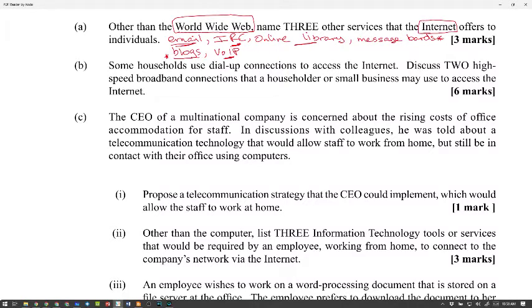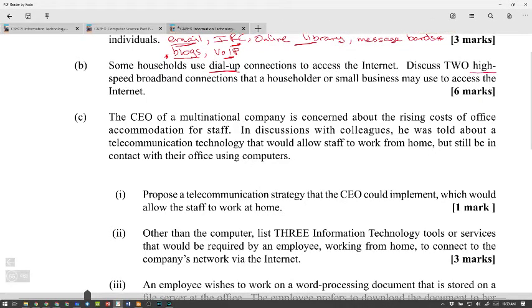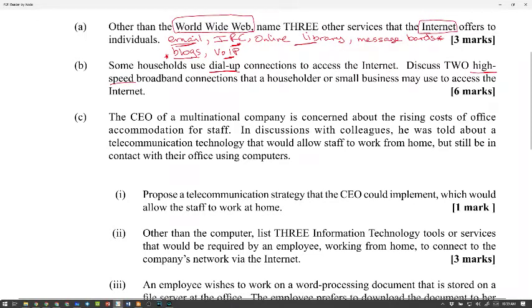Right, so some households use dial-up connections to access the internet. Discuss 2 high-speed broadband connections that a householder or small business may use to access the internet. So some households use dial-up connections, so we clearly know that is kind of old. We're on high speed now. High-speed broadband.